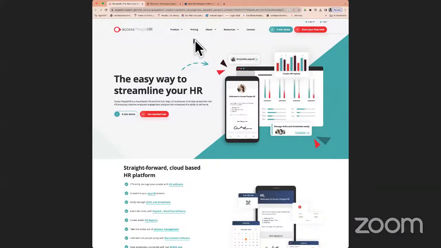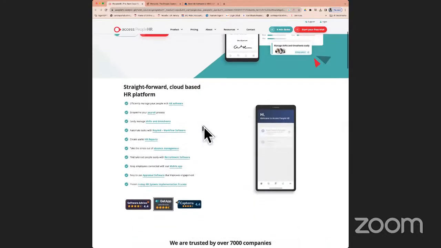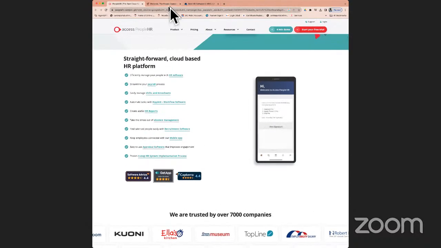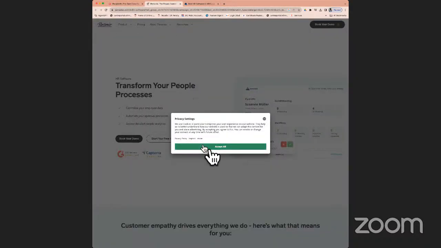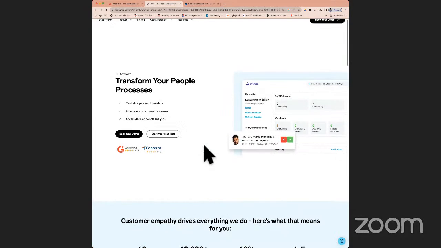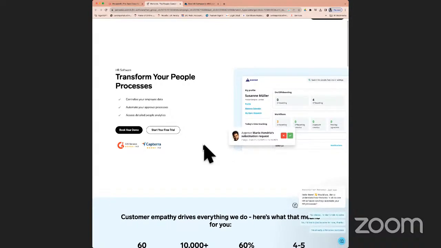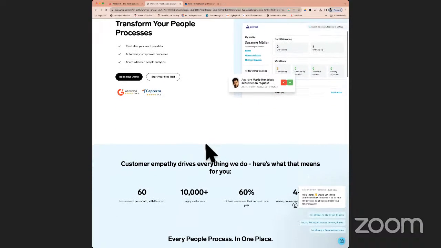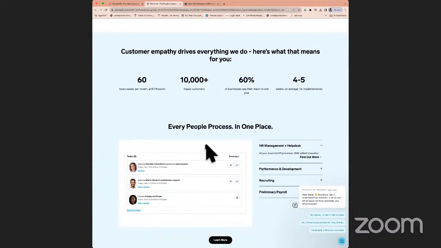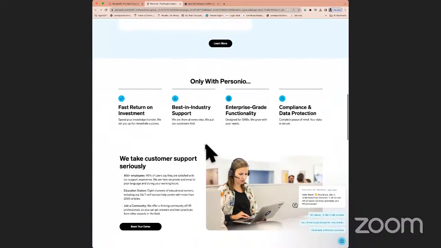So Access People HR is one of the softwares used by lots of companies, quite popular. We have Personio, which is another software which allows you to manage basic employee data, things like approval processes, performance management, reward management, leave management, and recruiting and payroll, which could be managed through this.